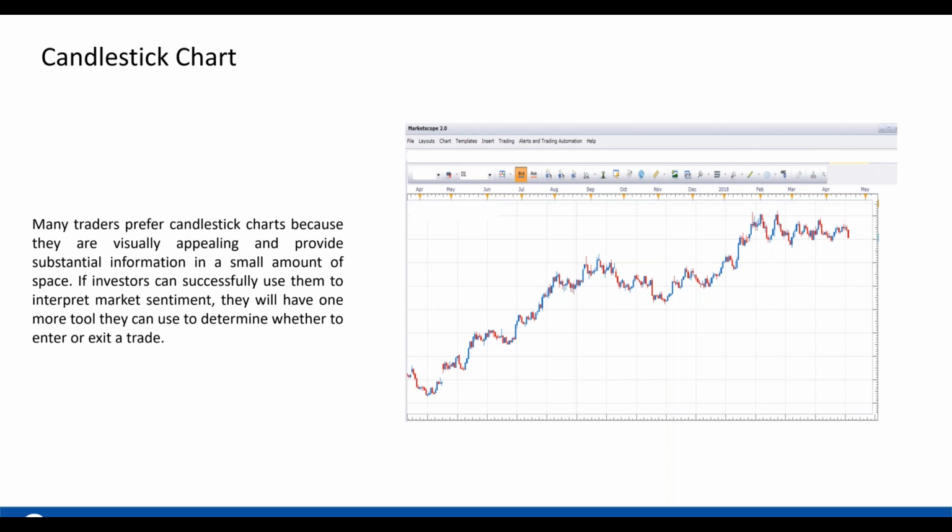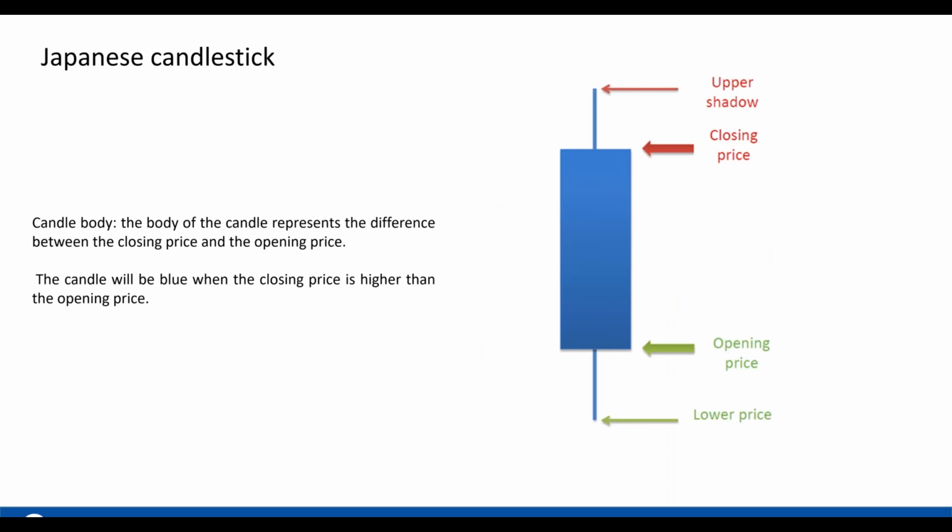Take a look here. You can see we have a blue candlestick. Now, the real body represents the difference between the closing price and the opening price. Because the color of this candlestick is blue, it means that the closing price is higher than the opening price. We also have shadows on either side of the real body, which represents the high price for the period and the low price for the period.